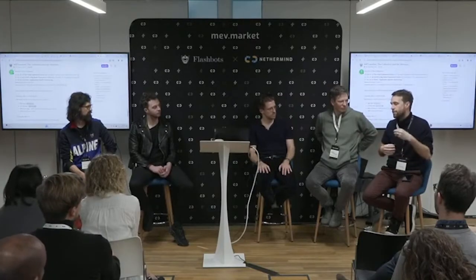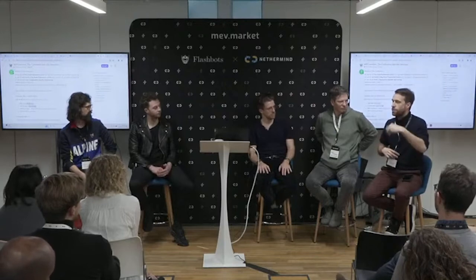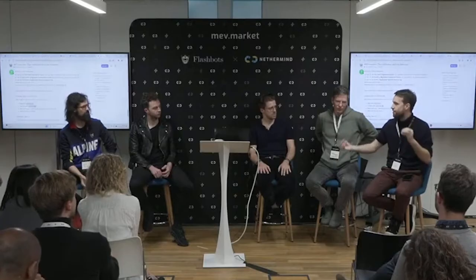So I think there needs to be a very good reason for an application to opt out of a shared sequencer. And even if there is some opting out at the game level, for example, or at the swapping level, I think there will be shared sequencing there. So it's possible that there will be a gaming sequencer for all the games, and then a DeFi sequencer for all the swapping or whatnot.